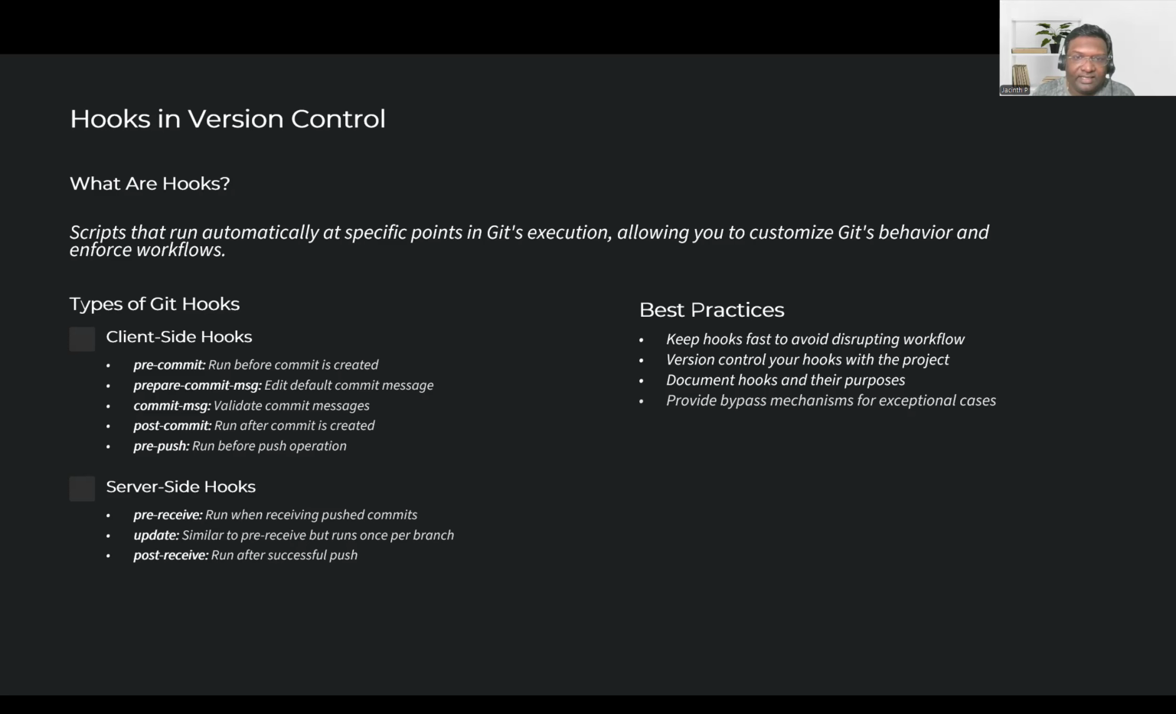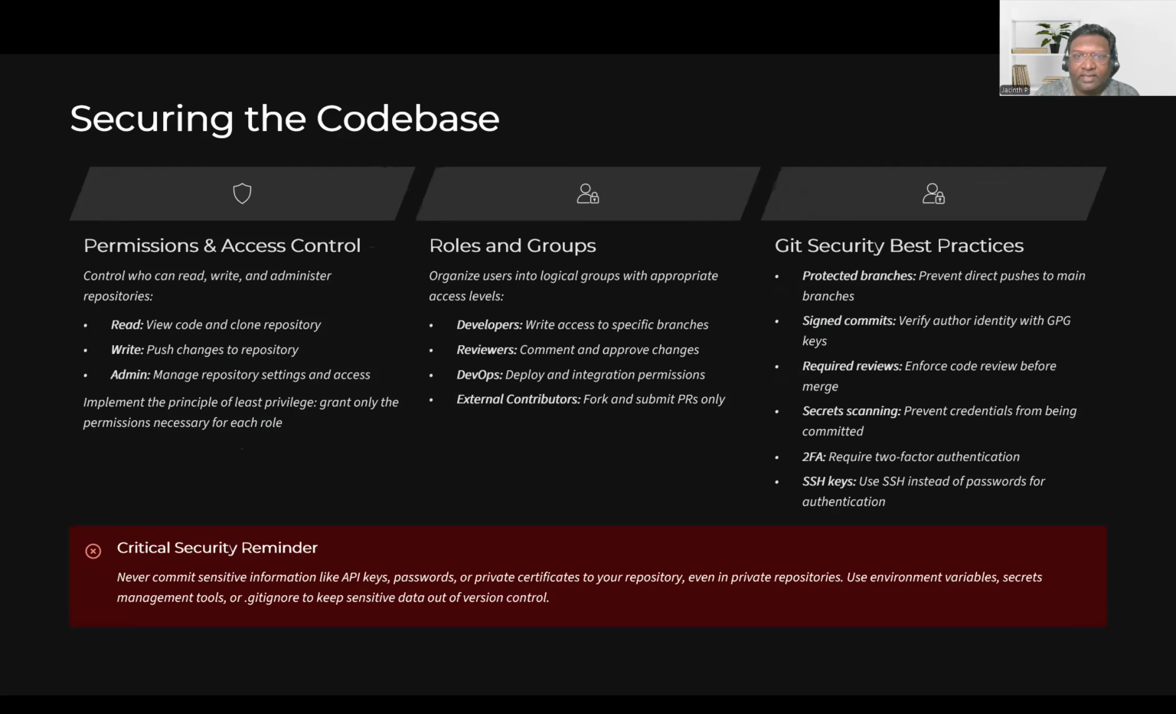Next, let's look at security of the code base. Not everyone should have the same level of access. At the simplest level, permissions are split into read, write, and admin. Teams often create roles and groups. For example, developers with write access, reviewers who can only approve, and external contributors who submit changes via pull requests.